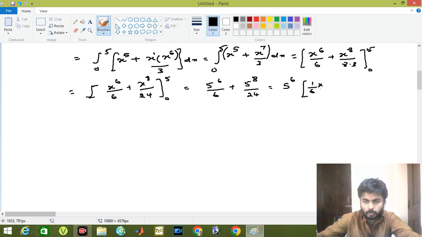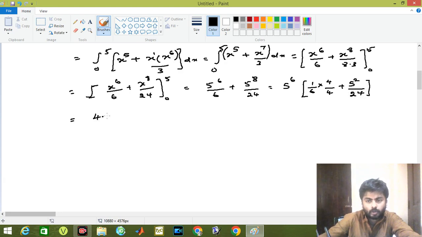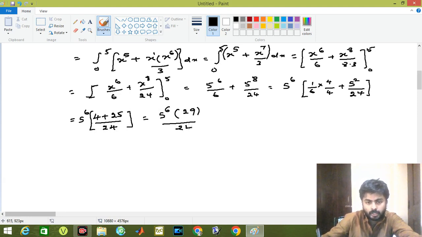this 1 by 6 into 4 by 4. Out of 5 power 8, 5 power 6 went out, so you will have 5 square by 24, so that is equal to 4 plus 5 square, which is 25. Outside you have 5 power 6 divided by 6 fours are 24, and the other denominator is also 24, so that is equal to 5 power 6 into 29 by 24. So this is our solution.